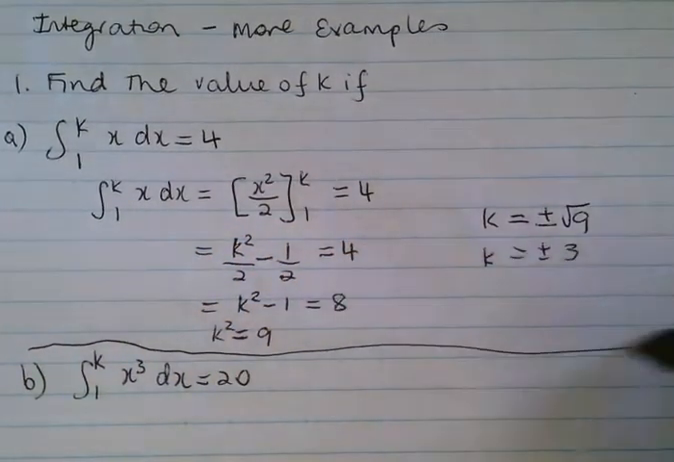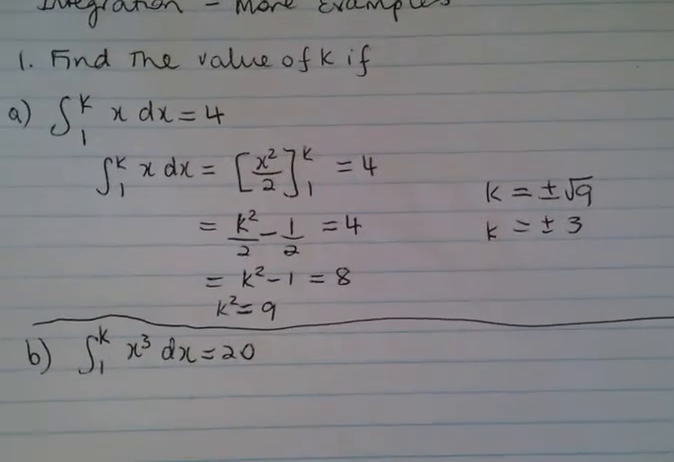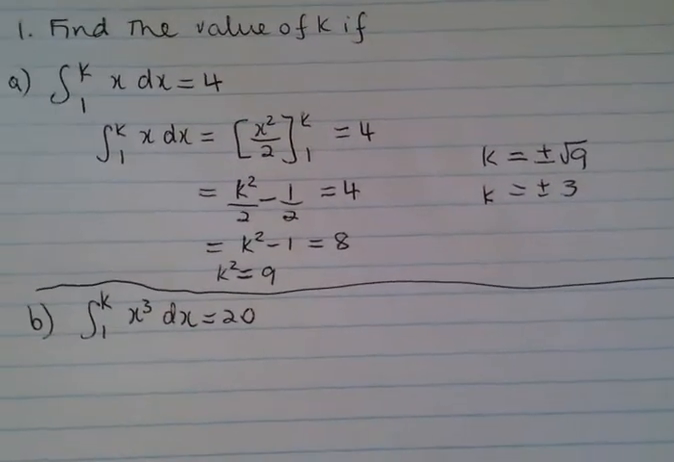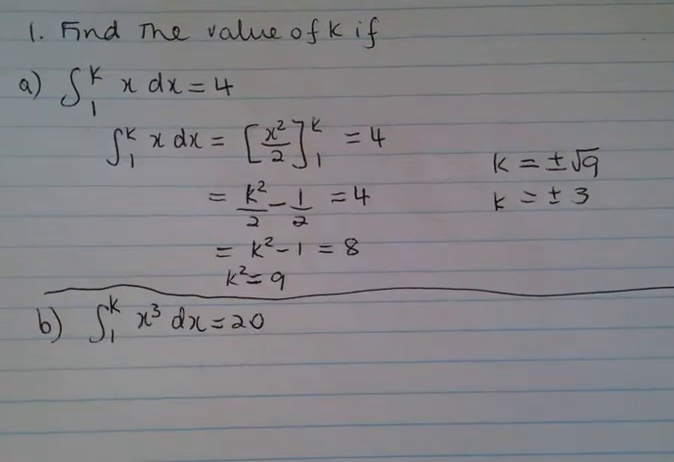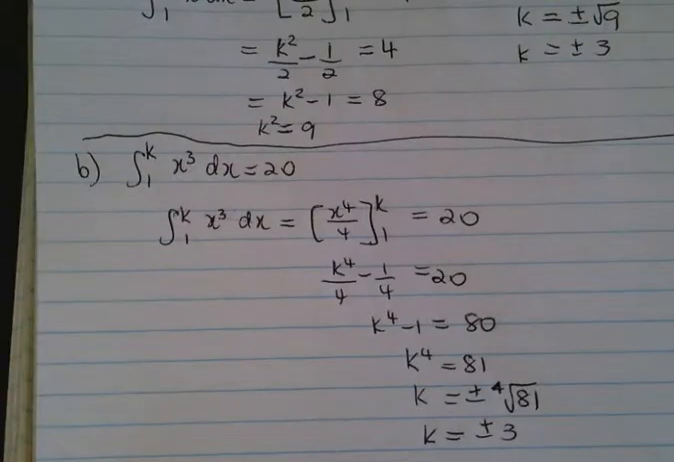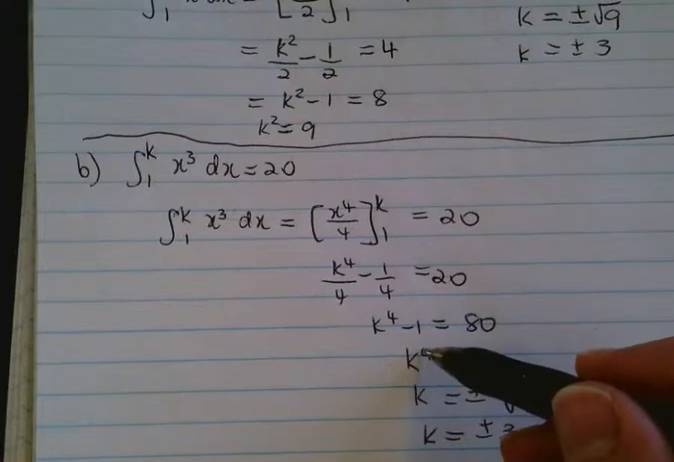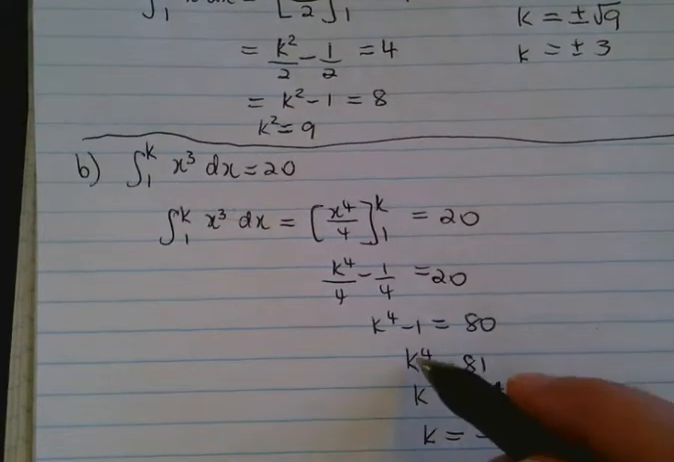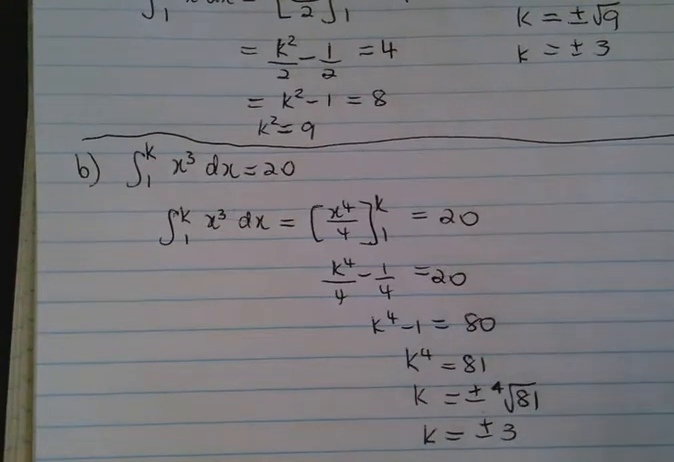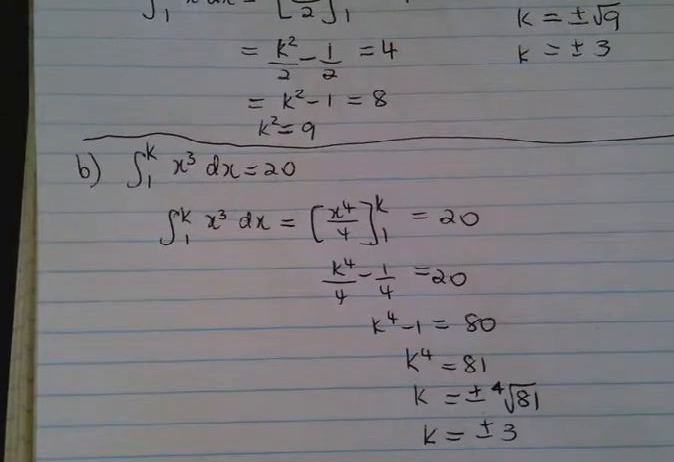Now try the next one. Same thing: find the value of k if the integral... very similar. And because it's a fourth, you've got to take it to the power of 4, so it's got to be plus or minus. If it was a cube, you would just do the cube root and get whatever you get. But when it's even, you can multiply negatives 4 times and still get a positive.